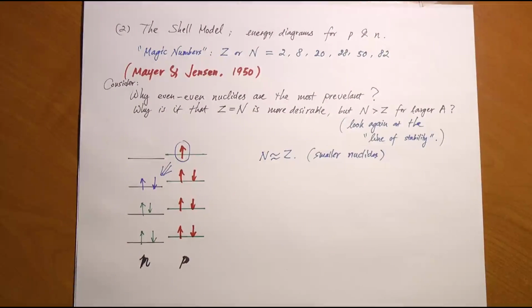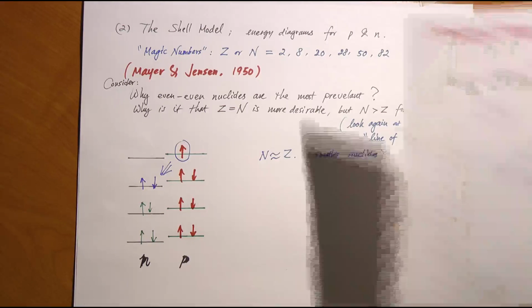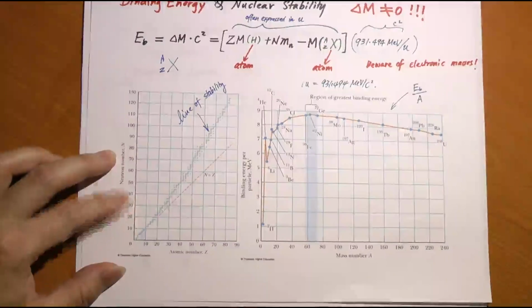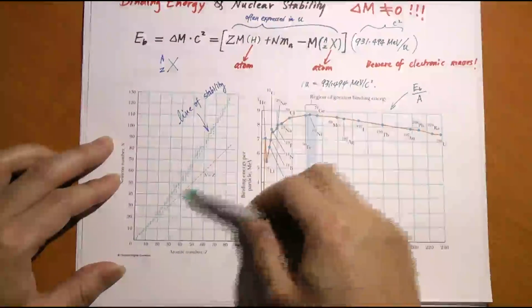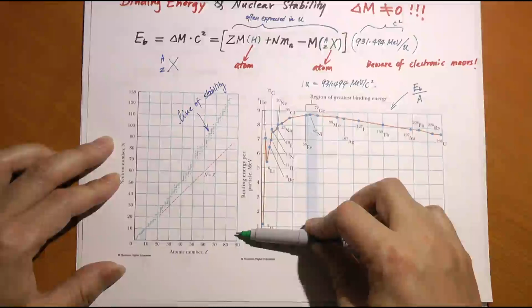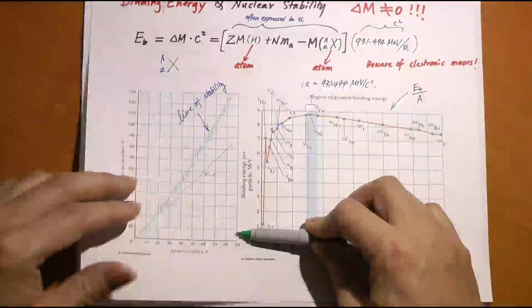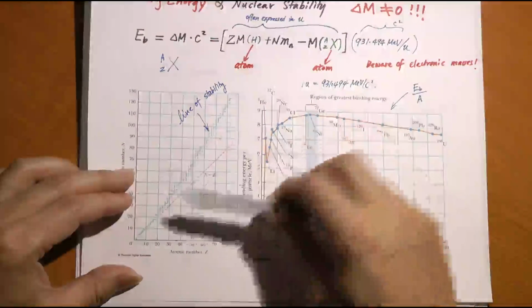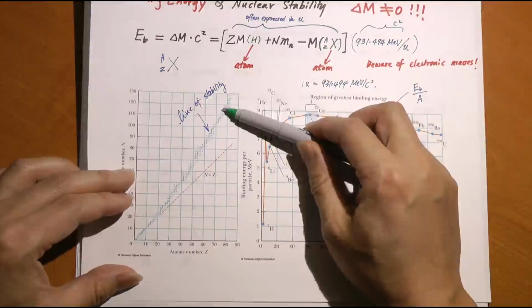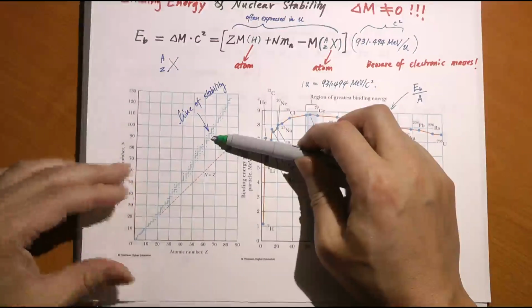But according to the curve, the line of stability, when you have a large number of nucleons, then it turns out that N equals Z is not that preferable anymore. Rather, what you want is a little bit more neutrons than you have protons. So you see, the line of stability breaks away from N equal to Z. The bigger the total number of nucleons, the more neutrons you would like compared with protons.